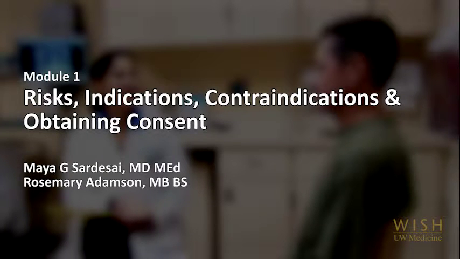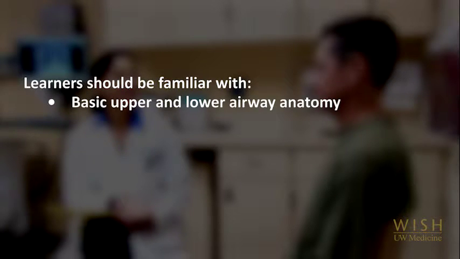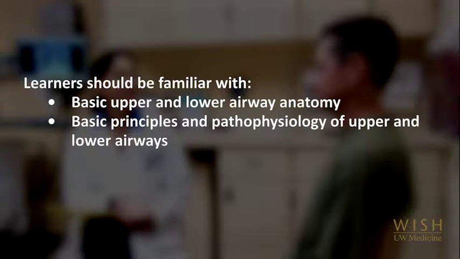This module is intended for medical residents, fellows, and attending physicians and surgeons with limited knowledge of bronchoscopy procedures. Learners should be familiar with basic upper and lower airway anatomy, basic principles and pathophysiology of upper and lower airways. This course is designed to provide residents, fellows, and attending physicians and surgeons with an understanding of the indications, contraindications, and risks of bronchoscopy and enable them to inform patients and obtain their consent for the procedure.